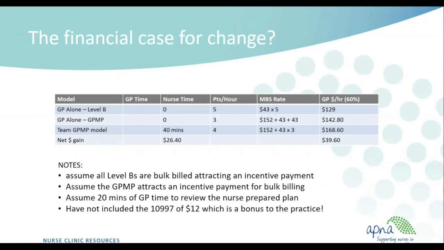But what happens if all of a sudden the nurse spends time with patients? The doctor can see more patients, but you can still bill that big item number. The cost of the nurse is $26.40, say, for the 40 minutes. We've billed $168, and the difference is $39.60. So the difference in billings has more than paid for the cost of the nursing time. So by putting things in a table like this and being able to manipulate data, you've got a financial model that will hopefully be able to show what you've done.